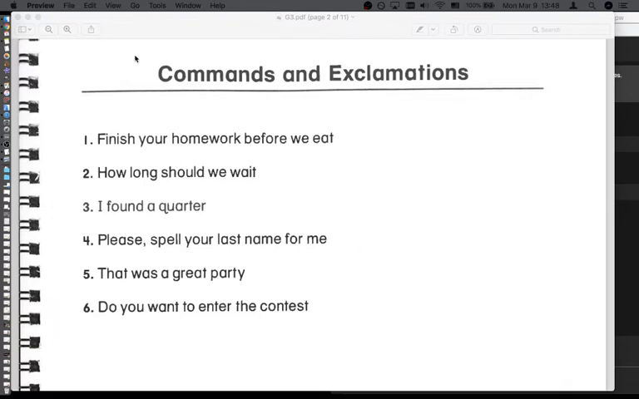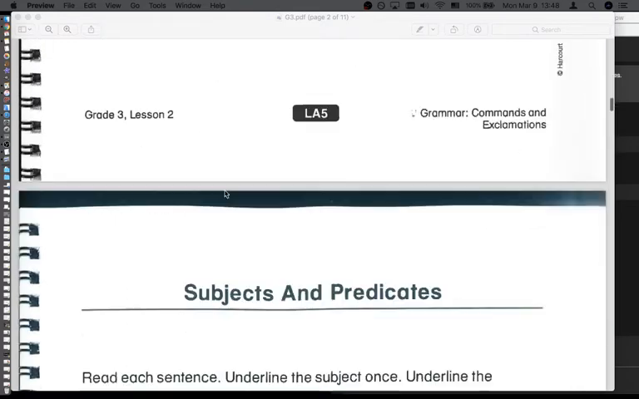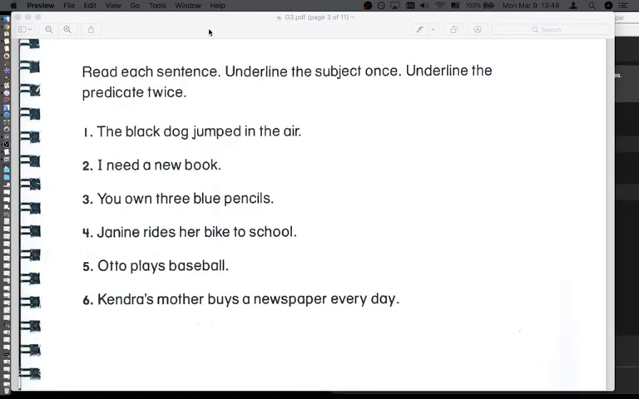Let's see. So on this page 7, we have 6 different sentences. These sentences are complete sentences, which means they have a subject. Remember, the subject is a noun, like a person, a place, a thing, sometimes an idea. And the predicate is what the subject is doing. So the subject here could be me, it could be a school, it could be a car. The subject is more than just the one thing that we're talking about.